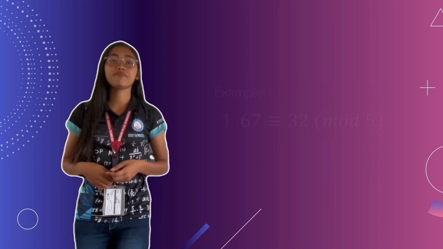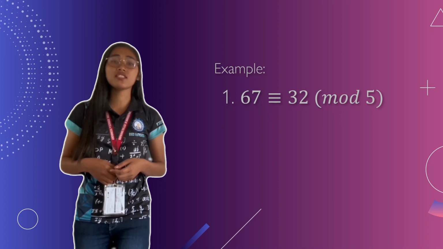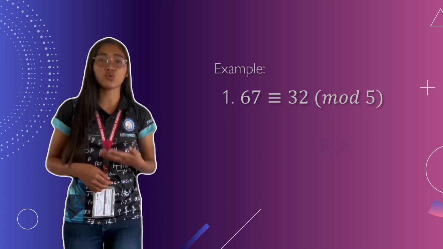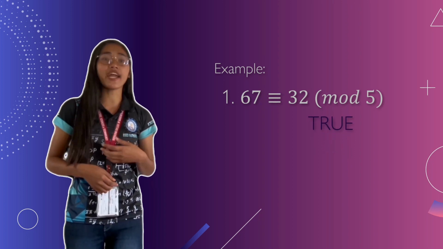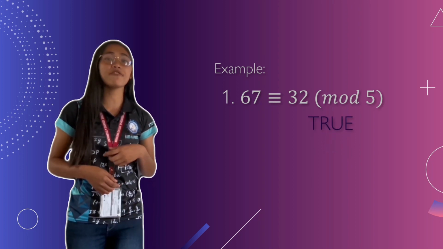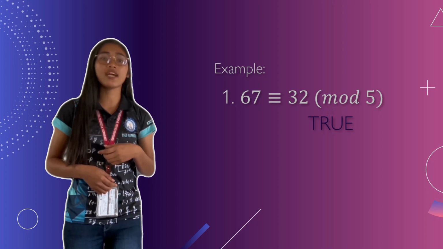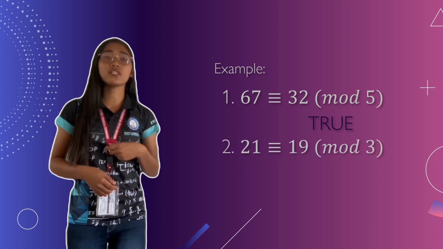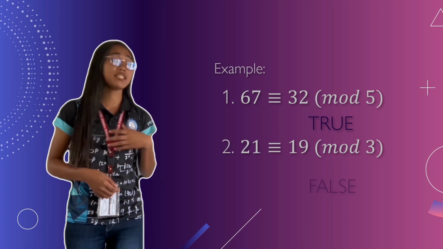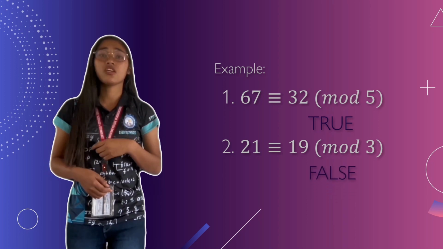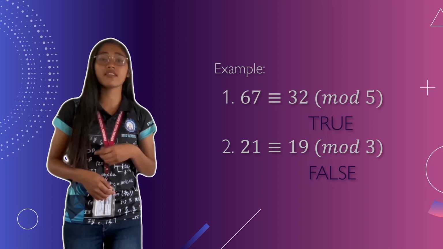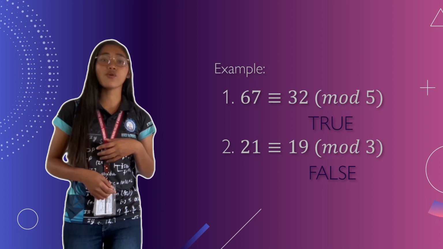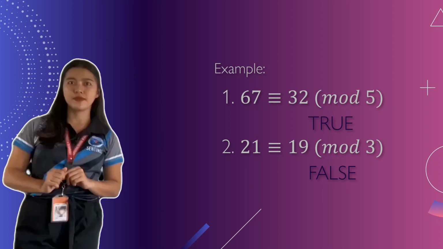For example, 67 is congruent to 32 modulo 5. We can say that this is true because if we divide 67 and 32 by 5, both of them will get 2 as remainder. Whereas 21 is congruent to 19 modulo 3 is false, because if we divide 21 and 19 by 3, they will get different remainders, which are 0 and 1 respectively.